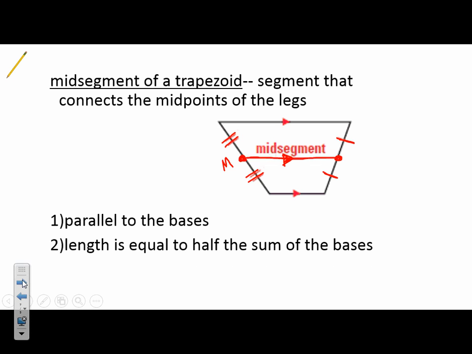Next, the length is equal to half the sum of the bases. So half of what I get when I add base 1 plus base 2. Okay, that's what a midsegment is. When I add the bases together and I take half, the midsegment is going to equal that length. So that's the property. I wrote kind of a little formula right here if you want to use that. That's going to help us find the length of a midsegment through the middle of a trapezoid.